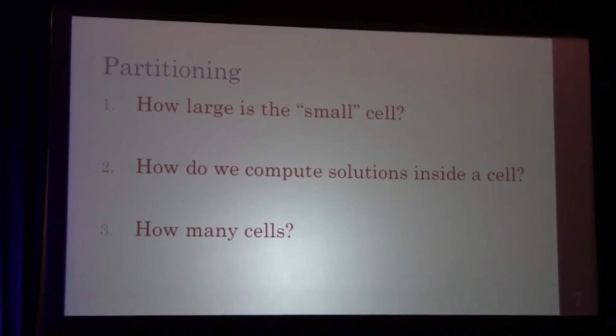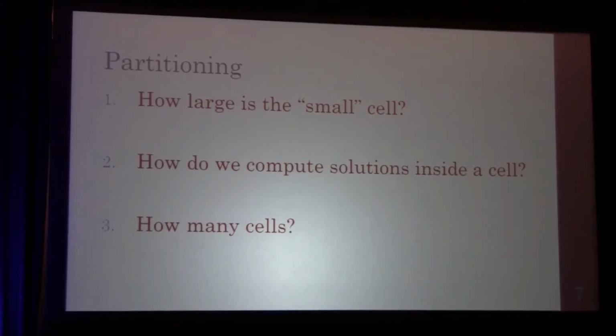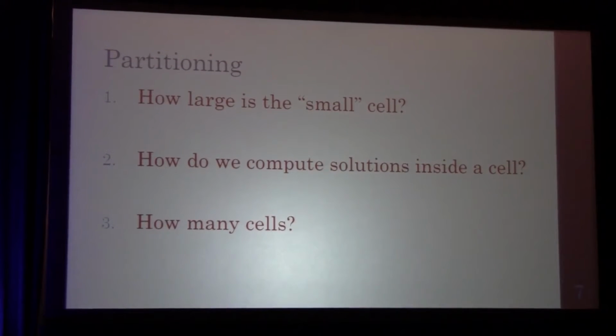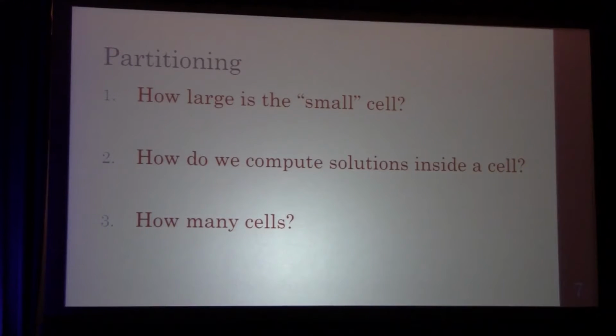There are three important questions once we agree that we will be using the 2-universal hash function. The first is, how large are these small cells? How do we quantify exactly what is a small cell? Second is, how are we going to compute solutions in a cell? How exactly is it going to look like, going to one cell and computing all the solutions in that cell? And the third is, how many cells do we want to partition into?